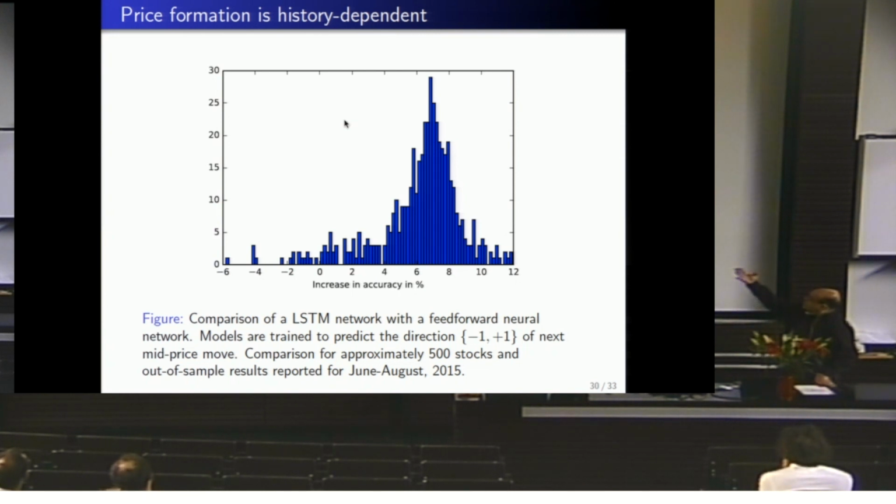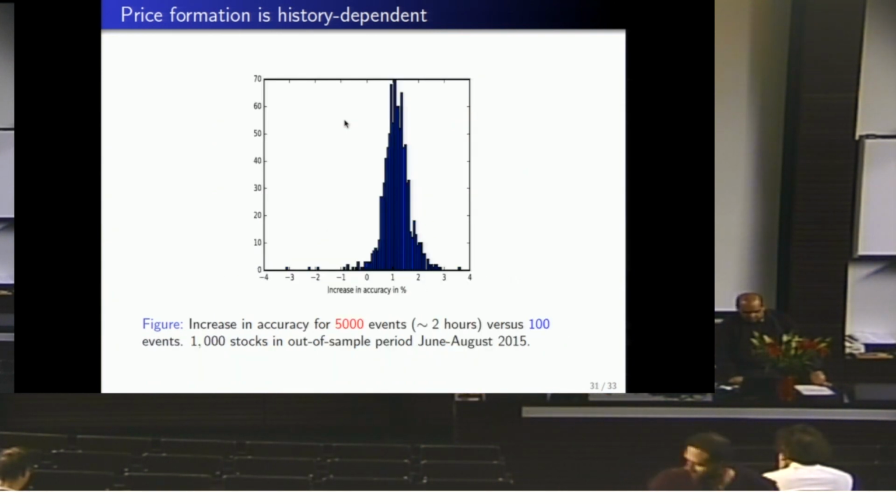So this is the increase in accuracy, 1 point for each stock in the histogram, comparing the long short-term memory network with memory, with a feed-forward neural network with only the current state as input. Okay? So you see that you improve the accuracy roughly 4 to 10% depending on the stock, but that's a lot because improving accuracy by 5% is a lot. It's of the same order as the difference between linear and nonlinear model. So yes, history is relevant.